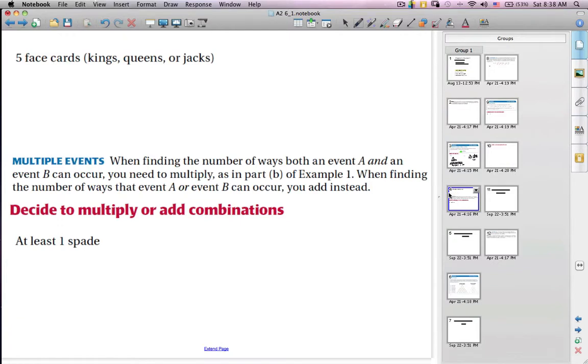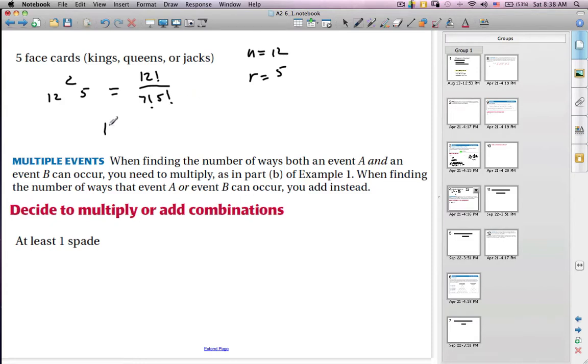Okay, so let's take a look at this idea. They want to know how many different ways there are for me to come up with 5 face cards. Well, if I have kings, queens, or jacks in the deck of cards, there are 4 kings, 4 queens, and 4 jacks. So that means n is 12, r is 5. So if I want to find the combinations of 12 items taking 5 at a time, that's going to be 12 factorial over 12 minus 5 factorial, which is 7 factorial times 5 factorial.